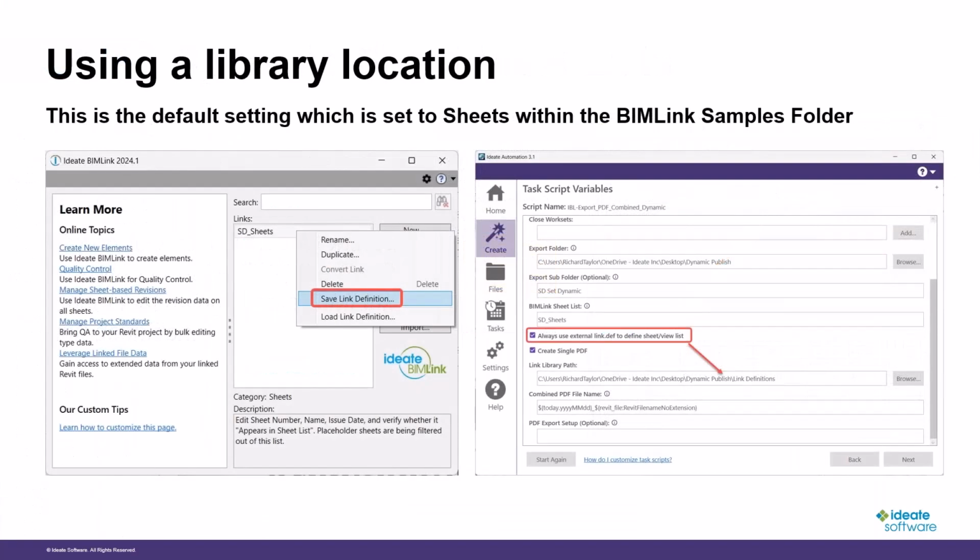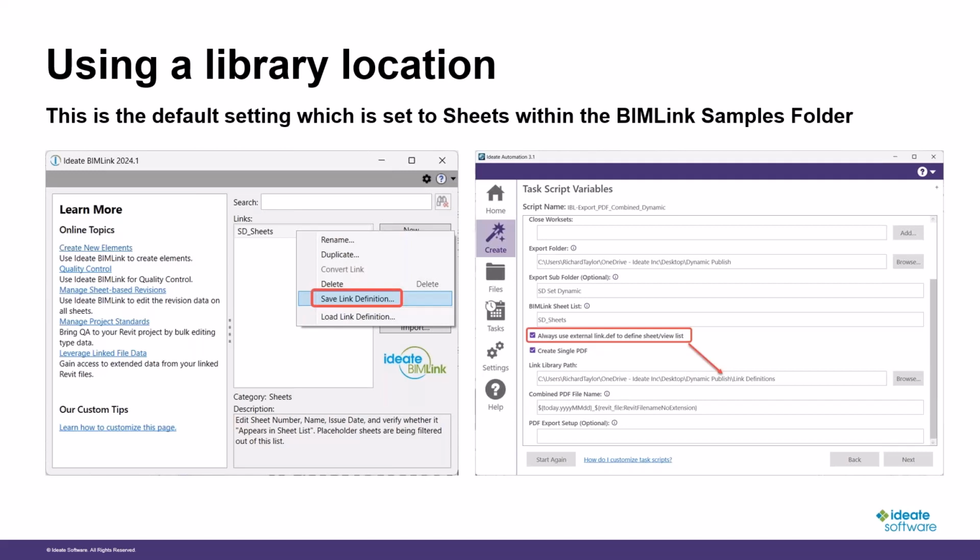Well, it's important because in the script that we include for the dynamic PDF publish or DWG publish or NWC publish, there is this option to always use external link definition. So you see I've got it on the right hand, I've got it highlighted there. It basically means don't look in the Revit model, look in the folder. And whatever's in the folder, go ahead and run, use that definition.